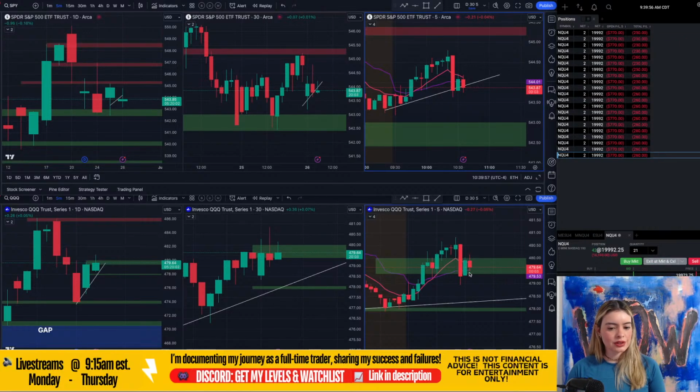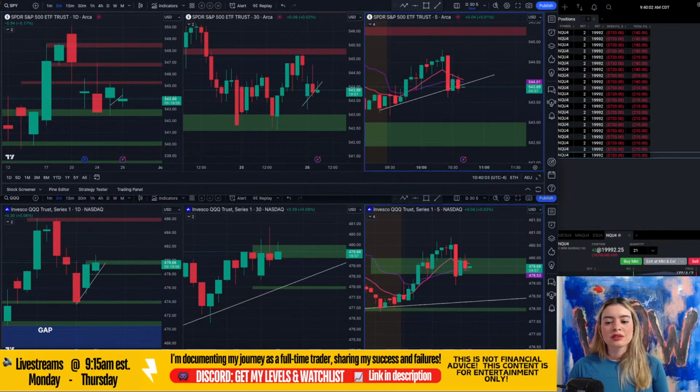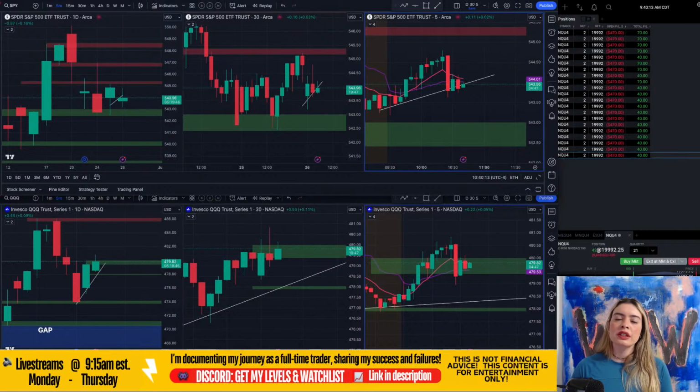I don't know, the Q is holding the VWAP, but this 30-minute candle is very ugly. We have Apple reacting, Microsoft near all-time high, that could reject there. Meta is flagging. Let's see.